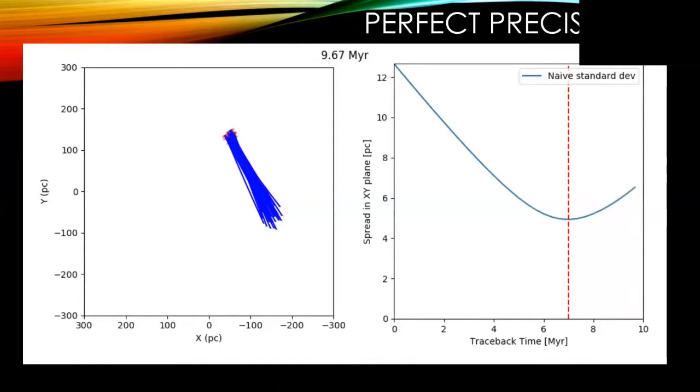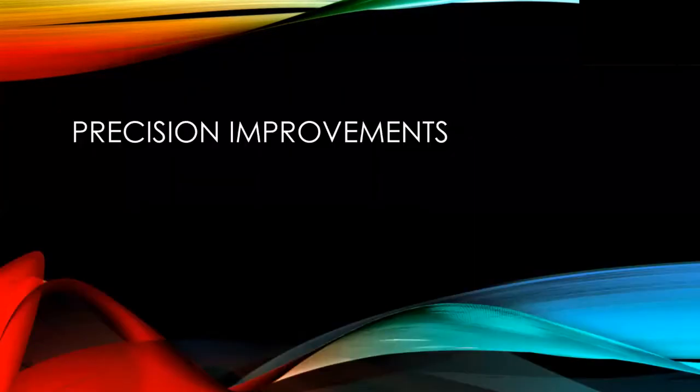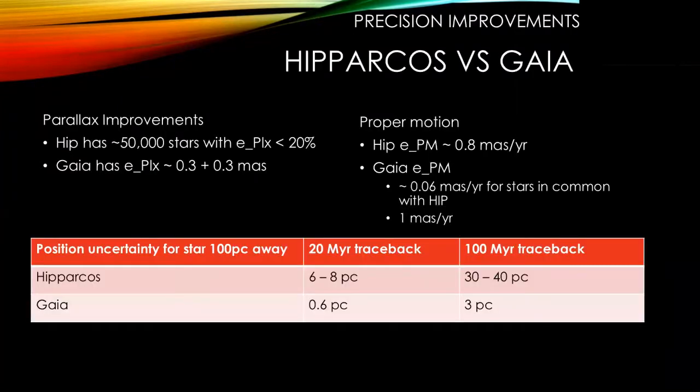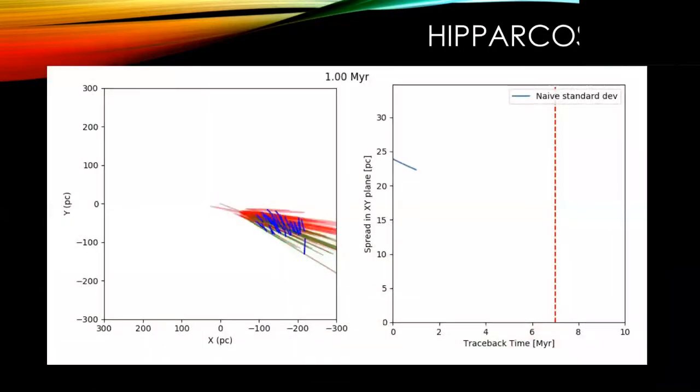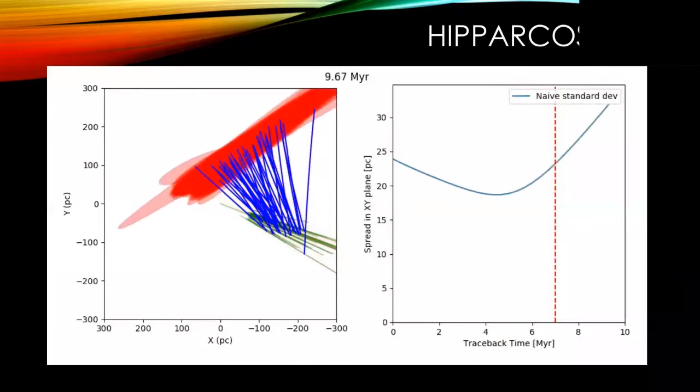So, but that's for barely any error. You can't even see the green ellipses, which is supposed to represent the current uncertainties. But we don't have perfect measurements. We're getting better measurements. So here's a brief comparison between Hipparcos and Gaia, which I don't have time for. Gaia's better. So here's what it looks like in the Hipparcos era. So you can see these uncertainties now, and try and tell me where the convergence is.